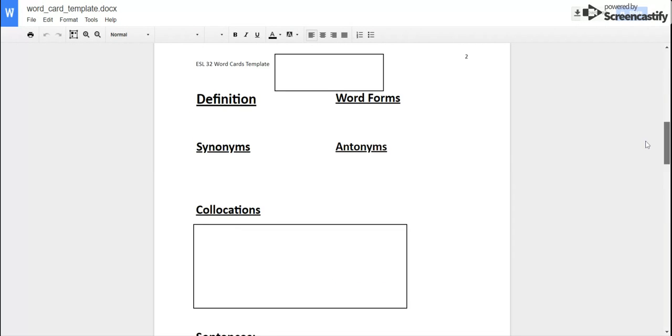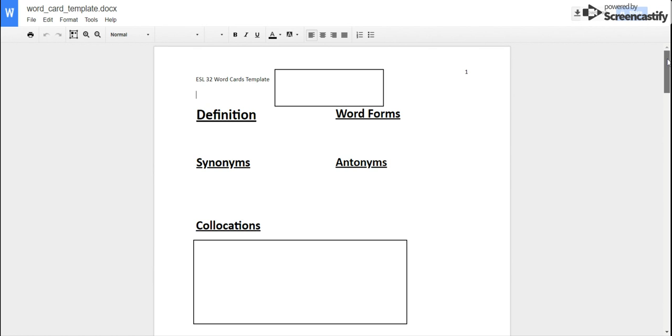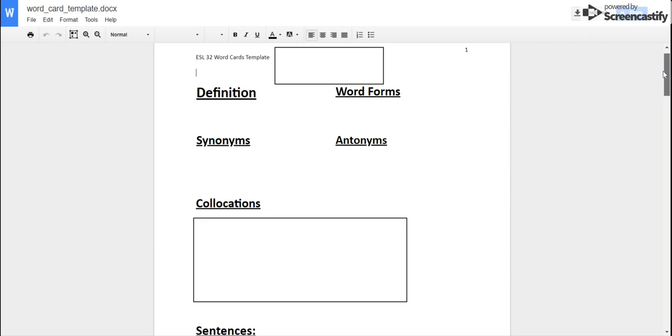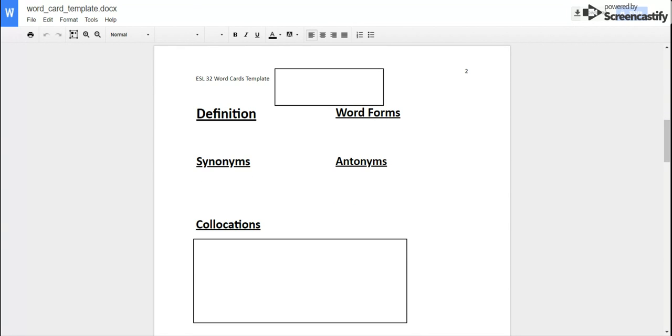So this document is actually like 4 pages long. You don't need to do all 4, but you can fill in page 1 with your word 1, fill in page 2 with word 2, save that, and then you're going to be able to submit that to your assignment.